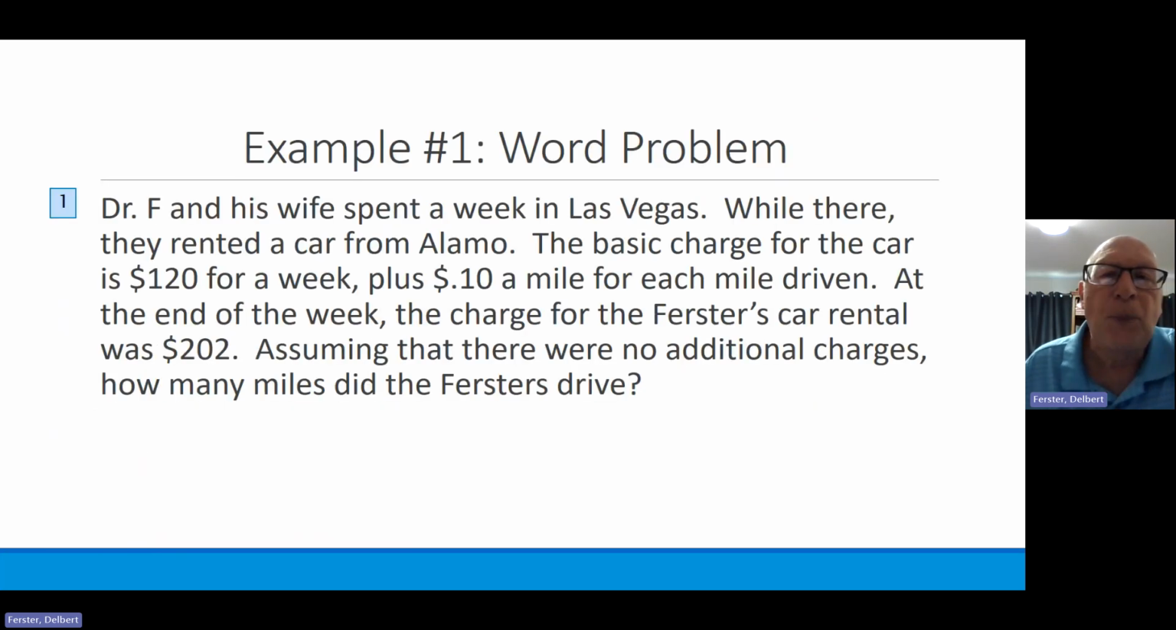All right, here we go. So the firsters are going to Vegas, which is a cool trip. All right, when we're there, we're going to rent a car. All right, the charge for the car has basically 2 components.